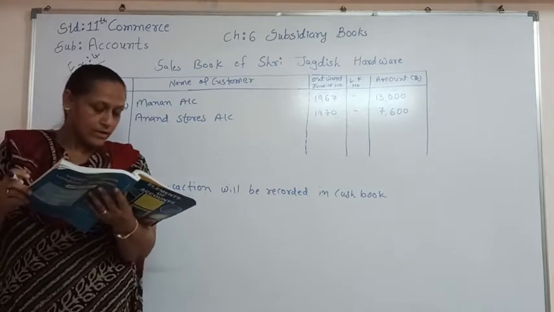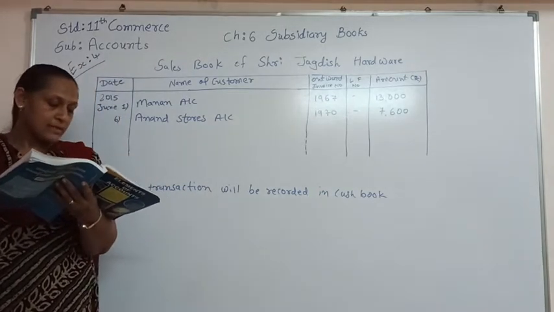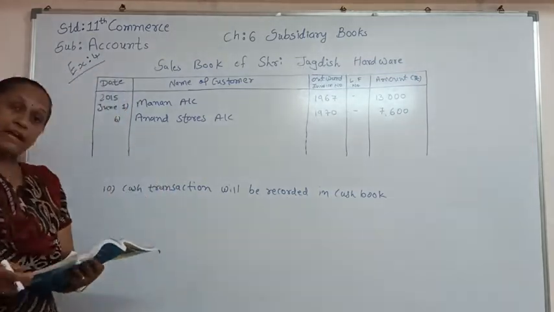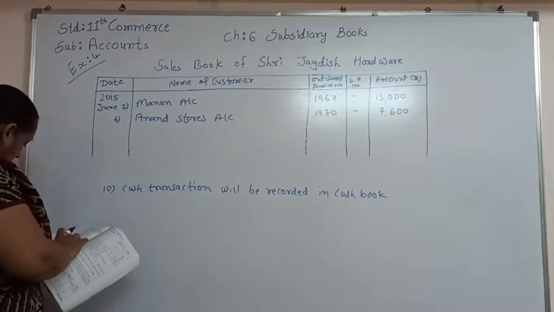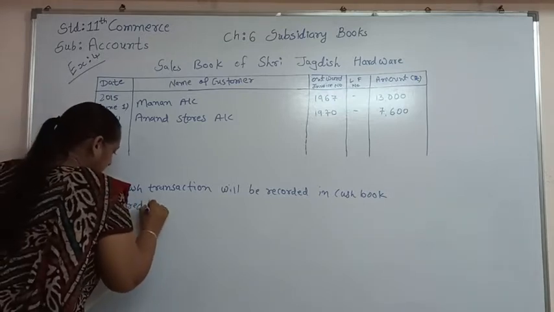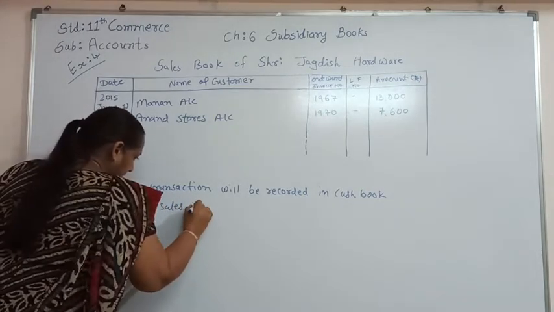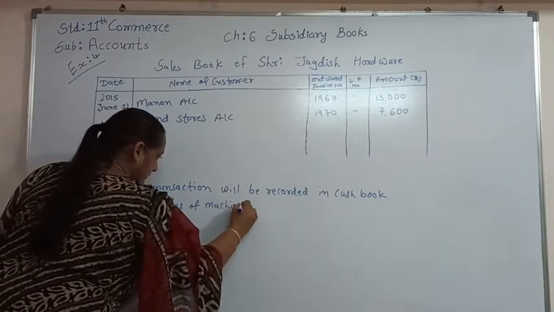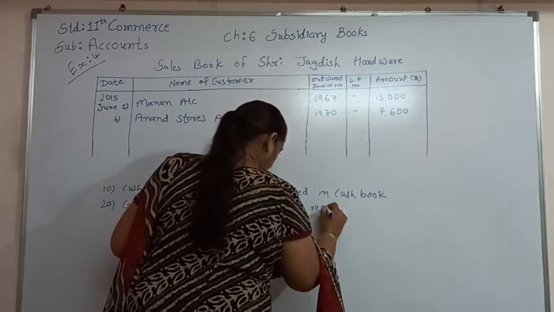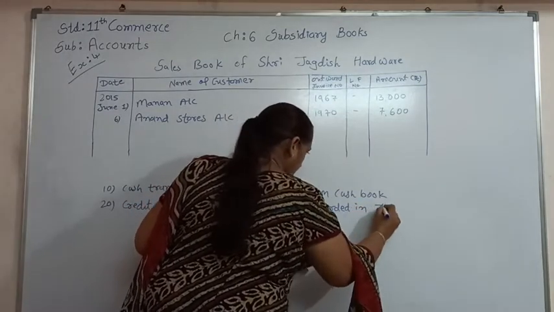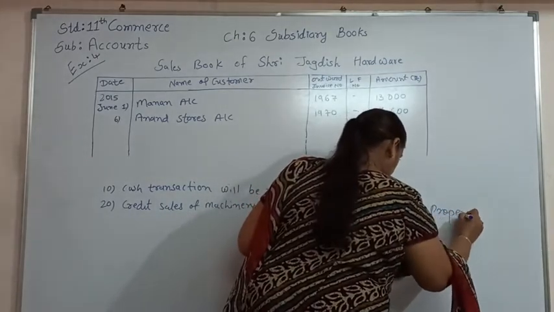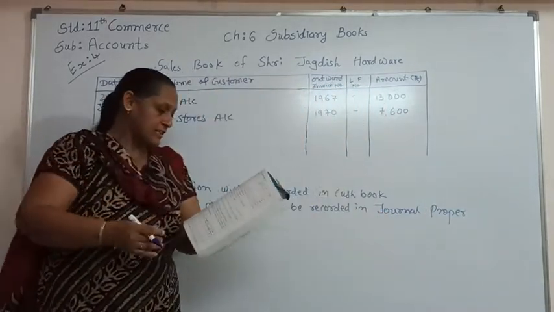Next is on the 20th. Sold a machinery of 20,000 to Bharat for rupees 60,000. Machinery is a fixed asset, and sale of machinery will be recorded in the journal proper. So on the 20th, credit sales of machinery will be recorded in journal proper. Okay.